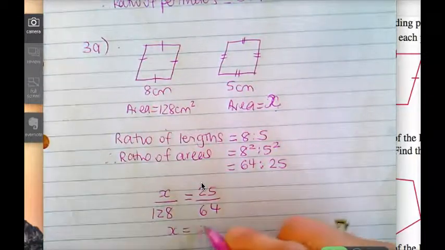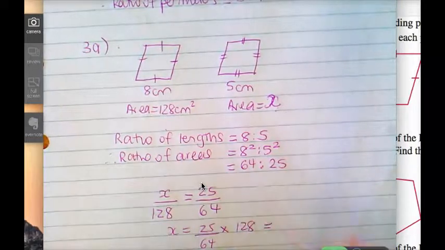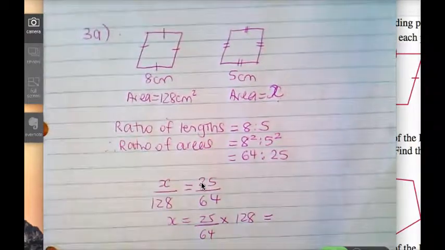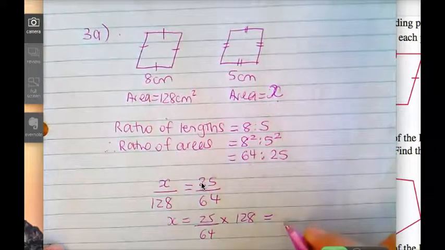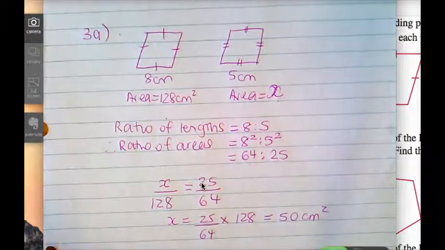So x is 25 over 64 times 128, which is? Yep, 50. 50 centimeters squared. So therefore, the area of the last one is 50 centimeters squared.